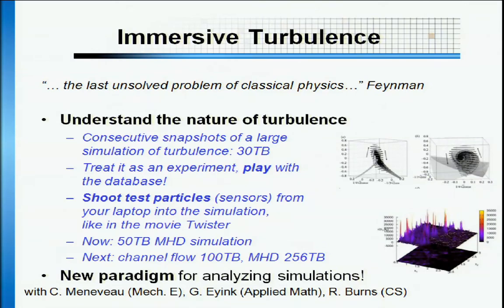So instead of forcing people to download the files, we said, if you want to trace a particle, why don't we do the following? This was at the time when the movie Twister was around. So let's play Twister. So take your laptop, shoot a bunch of particles into the simulation. We extract a little kernel at the particle position, do the eighth order Lagrangian interpolation of the velocity, and return the velocity to the laptop.